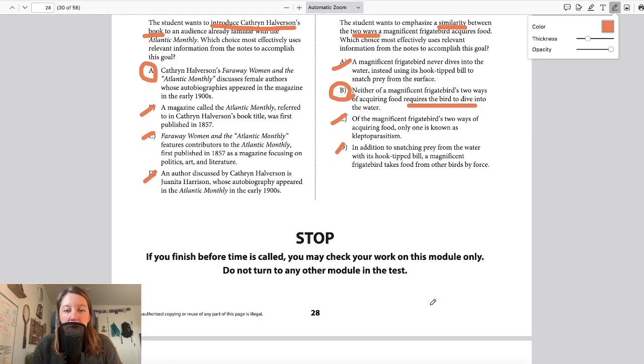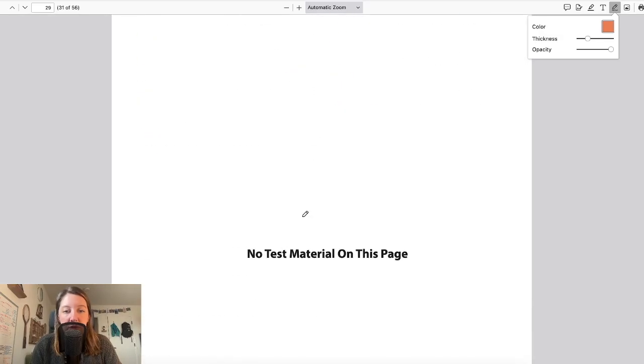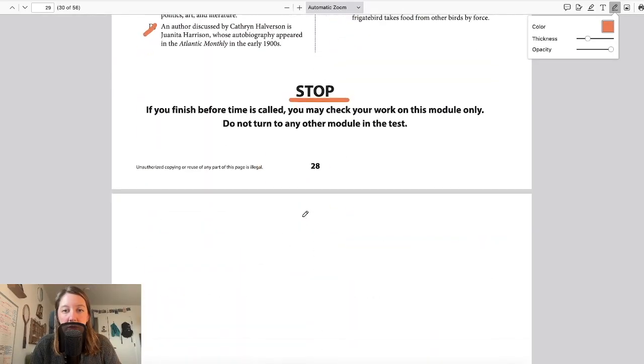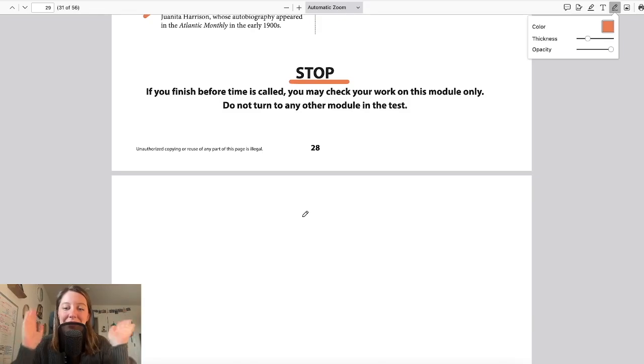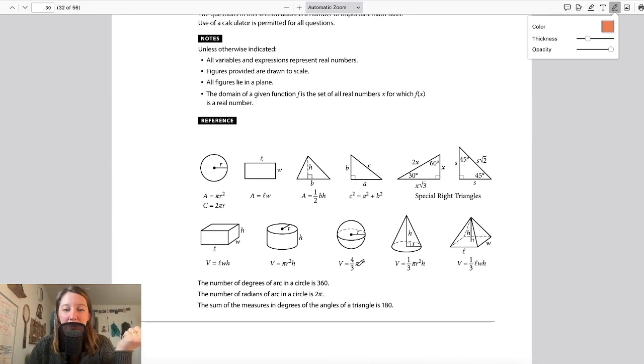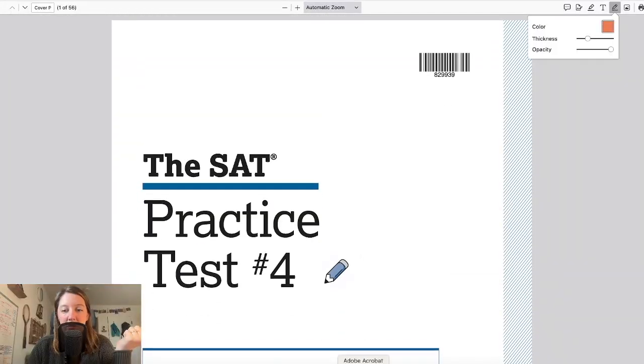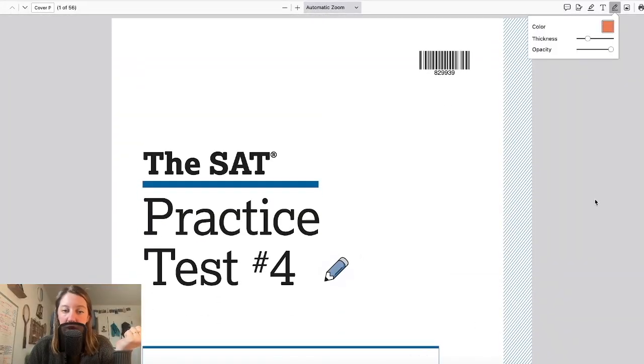Great. All right, we have reached the end of this particular module. Next time, we are going to work on another test because we have completed SAT number 4. So great job if you were following along. We're going to skip the math because I'm a humanities teacher and that is what I do. I just do the humanities. So we are going to take a look at another SAT practice test.